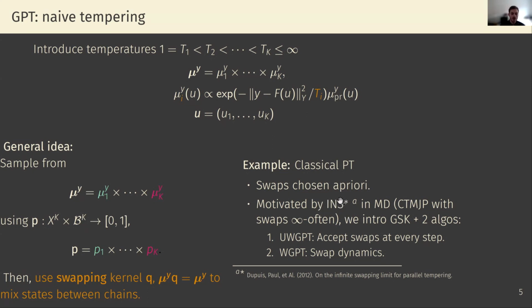The first one we call unweighted generalized parallel tempering, for which we create a parallel tempering algorithm that accepts swaps at every step. And the second one is called the weighted generalized parallel tempering algorithm, which takes the physical intuition behind this method: instead of these chains swapping states infinitely often, the physical interpretation is that they're not swapping states, but swapping their dynamics, like the temperature and the size of the steps that they can take. So in this weighted generalized parallel tempering method, we aim at replicating this physical interpretation.